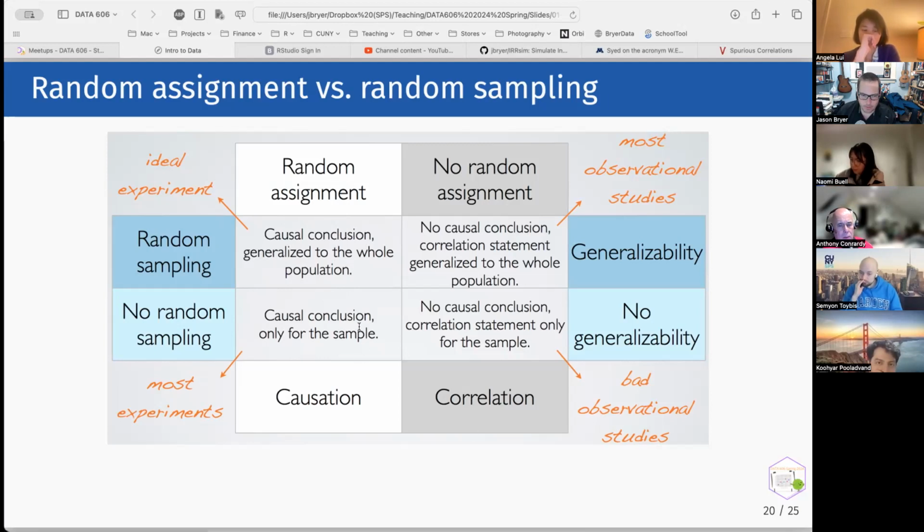Usually what we have is we can do random assignment, but not random sampling. So we get good causality, but the generalizability is suspect. Or we have random selection, but no random assignment. So we get good generalizability, but we can't really make causal claims. So generally things are going to fall into either being observational studies or experiments. This, like I said, is the ideal. And then occasionally we don't have random sampling or random assignment, and so those are just more problematic observational studies.